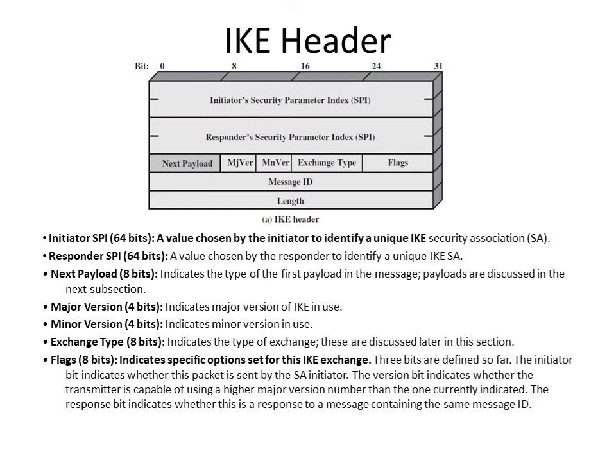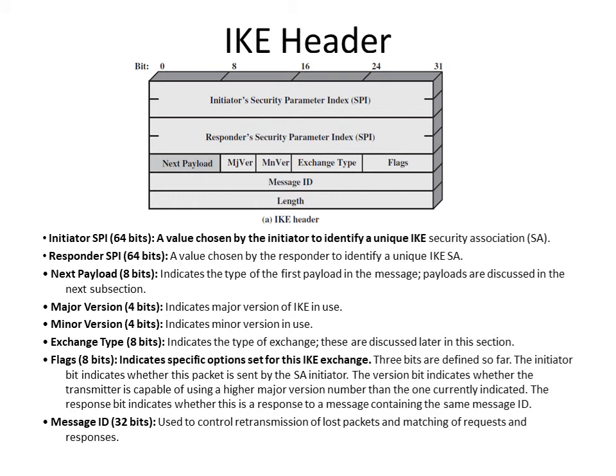Next are the flags. The flags are 8 bits and indicate specific options set for this IKE exchange. 3 bits out of these 8 are defined so far. The initiator bit indicates whether this packet is sent by the SA initiator. The version bit indicates whether the transmitter is capable of using a higher major version number than the one currently indicated. And the response bit indicates whether this is a response to a message containing the same message ID.